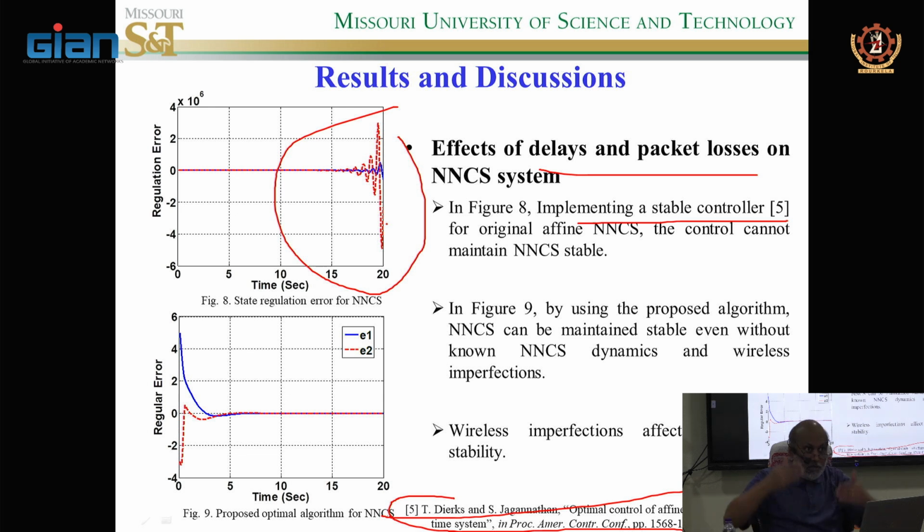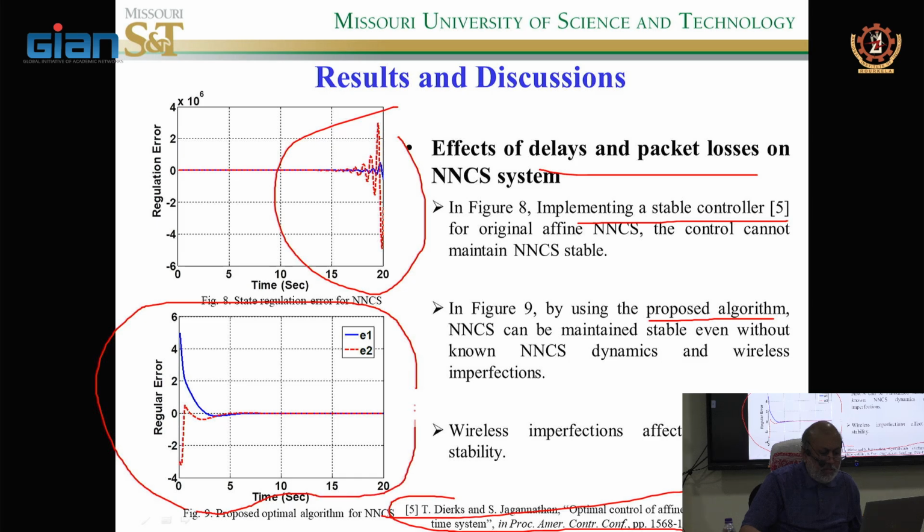So we are taking one at a time, and we are trying to show that. Okay? So now, since I don't know the wireless imperfections, in figure 9 we are using the method we developed, and it nicely shows that it converges perfectly. Okay? So what we are claiming is wireless imperfections affect the system stability. Okay?